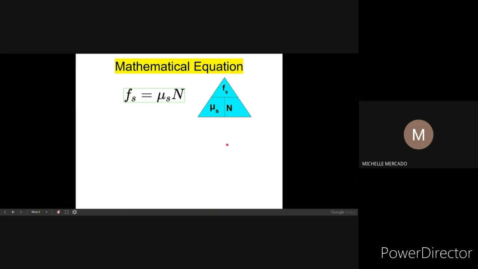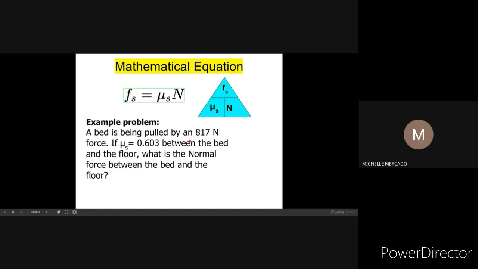Example problem number 1. A bed is being pulled by an 817 Newton force. If the coefficient of static friction is equal to 0.603 between the bed and the floor, what is the normal force between the bed and the floor? To find the normal force, by looking at the triangle, let's identify the formula we're going to use. Normal force is equal to static friction divided by the coefficient of static friction.